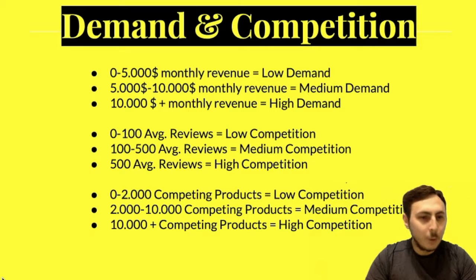Also, the number of competing products is a very important indicator of competition level. For example, under 2,000 competing products means low competition. 2,000 to 10,000 competing products means medium competition, and over 10,000 competing products means high competition. Please stay away from this type of product idea.